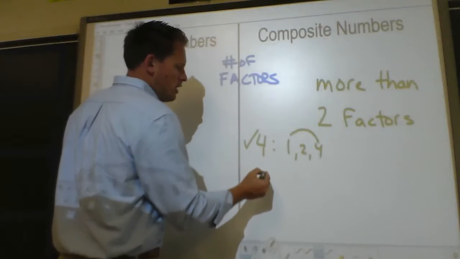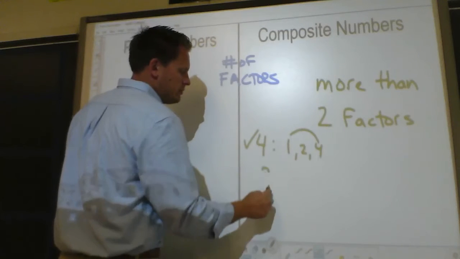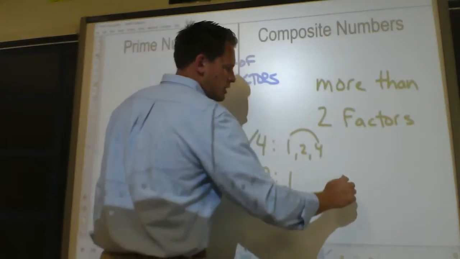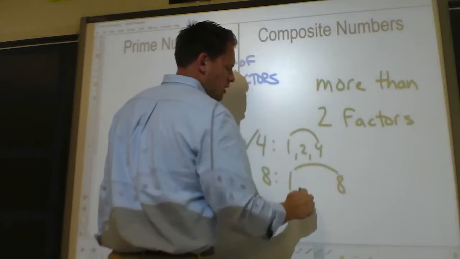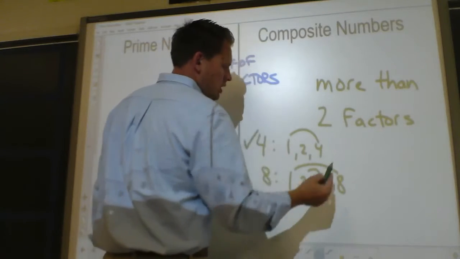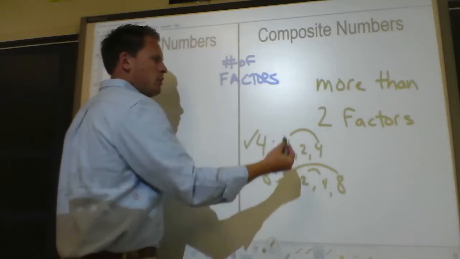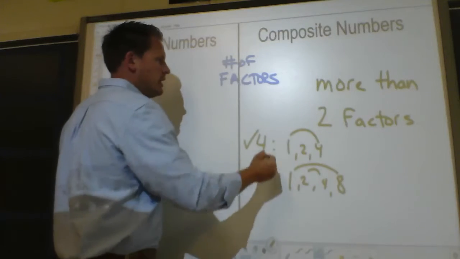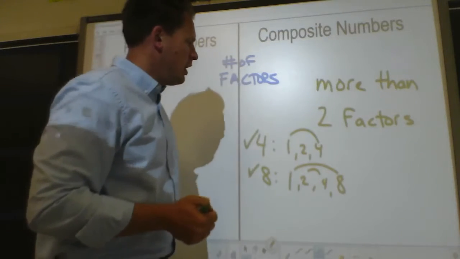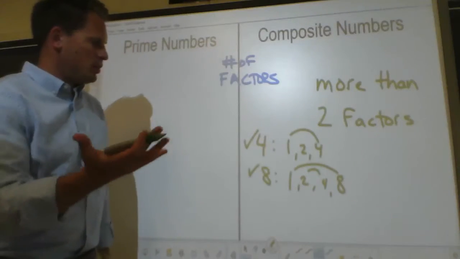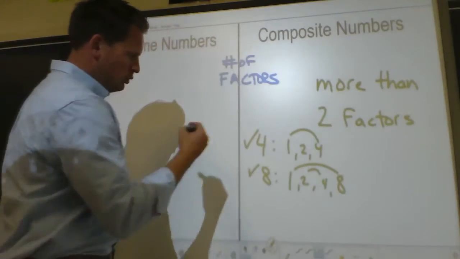All right. Let's talk about the number 8. It's 1 times 8, 2 times 4. Again, how many factors? 1, 2, 3, 4. Is that more than 2? Yes. 8 is also a composite number. I'm sure you can think of a lot of composite numbers in your head right now. I know we have two even numbers.